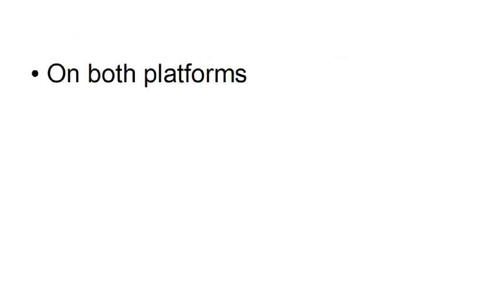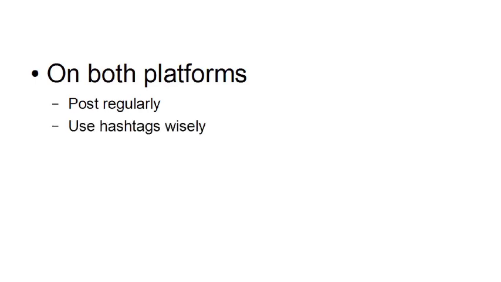Now, there are some key things that you should do on both platforms. First of all, you should post regularly and make sure that you keep posting on a regular basis. You don't want to allow these to go dead. You want to use hashtags wisely, especially on Instagram. It uses the same type of hashtags as they do on Twitter. You want to interact with other users. After all, they are both social networks, and getting people to visit either your Instagram feed or your Pinterest boards has a lot to do with how popular you are on the site, how you put yourself out there.